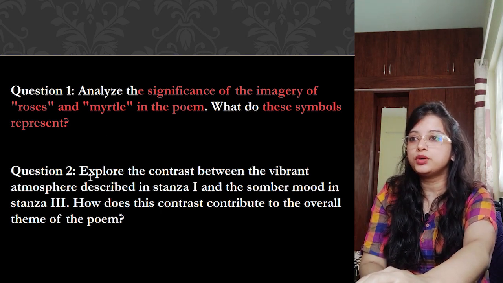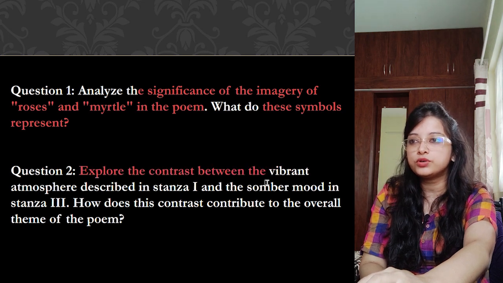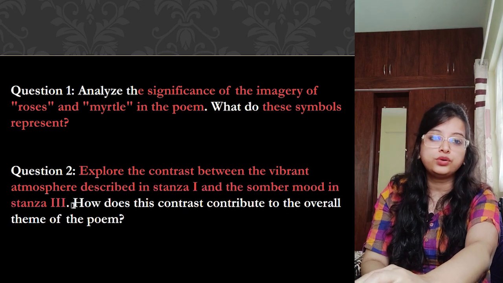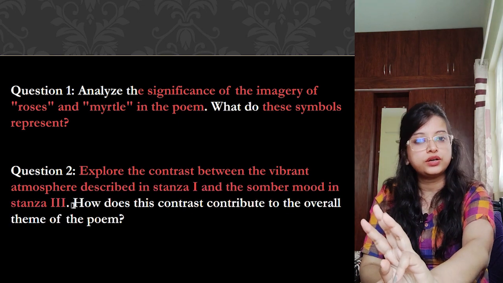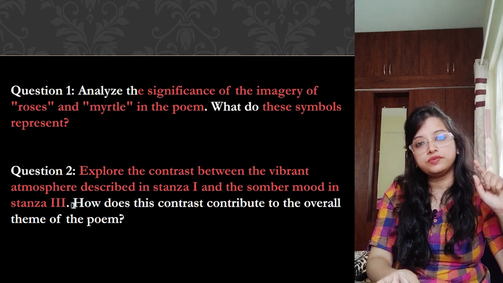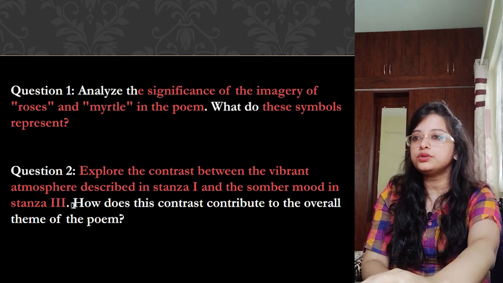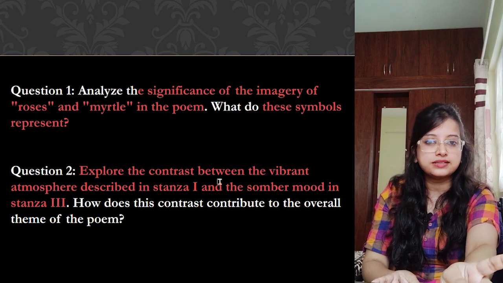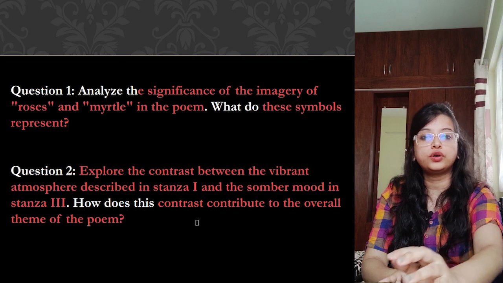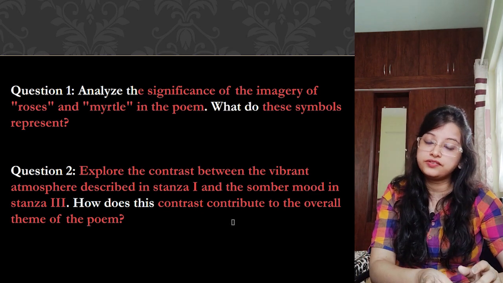Question number 2, explore the contrast between the vibrant atmosphere in stanza 1 and the somber mood in stanza 3. As I told you, first 3 stanzas we are doing, so we are not going to discuss those questions that come in the next 3 stanzas. We will discuss in the later videos. So contrast in stanza 1 and stanza 3, that only we have to say. And how does this contrast contribute to the overall theme of the poem? This is another very significant question.